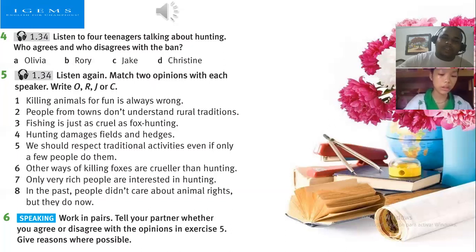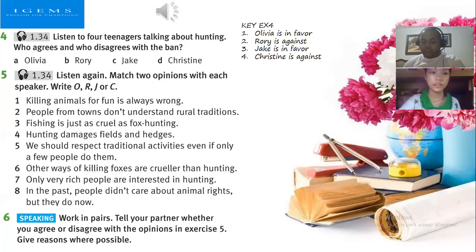Okay, let me see. Okay, so let me tell you this. Who agrees and who disagrees with the ban? Olivia and Jake disagree, yeah, and then the others, Rory and Kristen, they agree. That's fine.